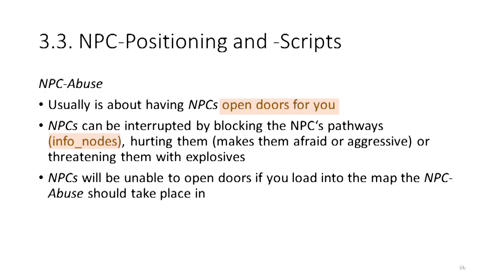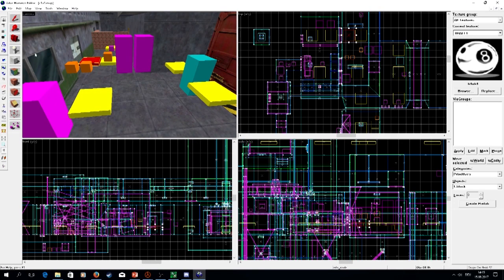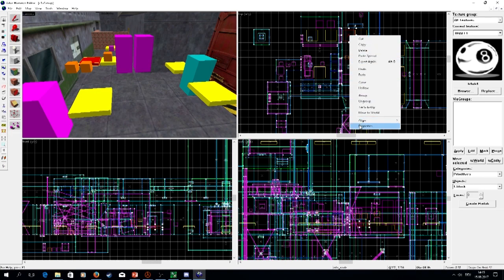Having understood the nature of NPC's decision making, NPC abuses simply are a consecutive application to guide NPC's behavior, mostly to open doors for us. This is possible because NPCs are able to open those doors where two of their info nodes are placed on either side of the door.